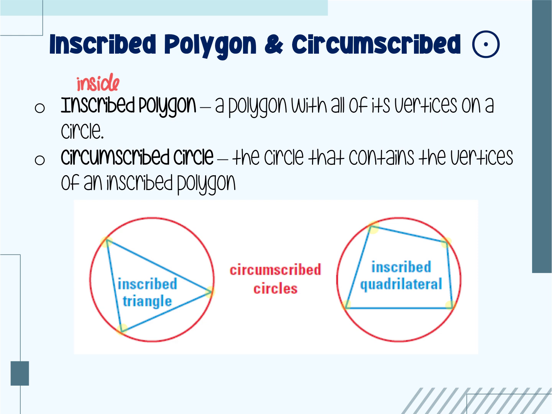Then I have the circumscribed circle. That's the circle that contains the vertices. That's the circle that contains the polygon. So just vocabulary here.